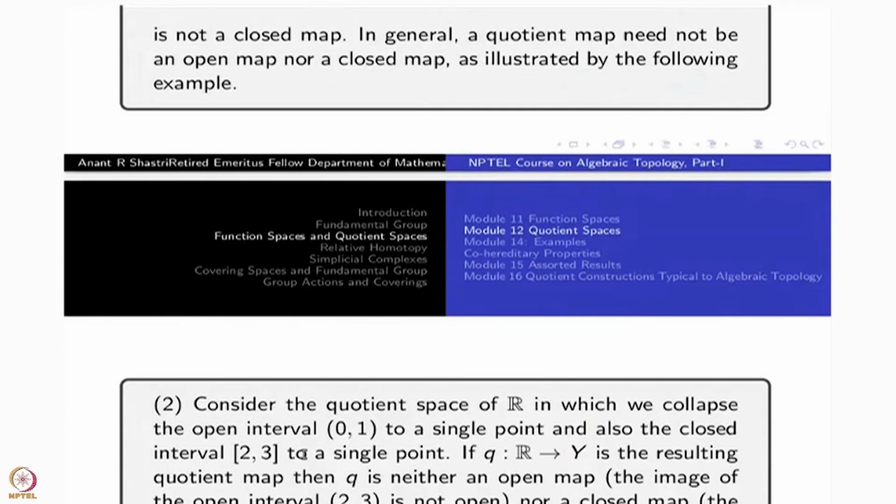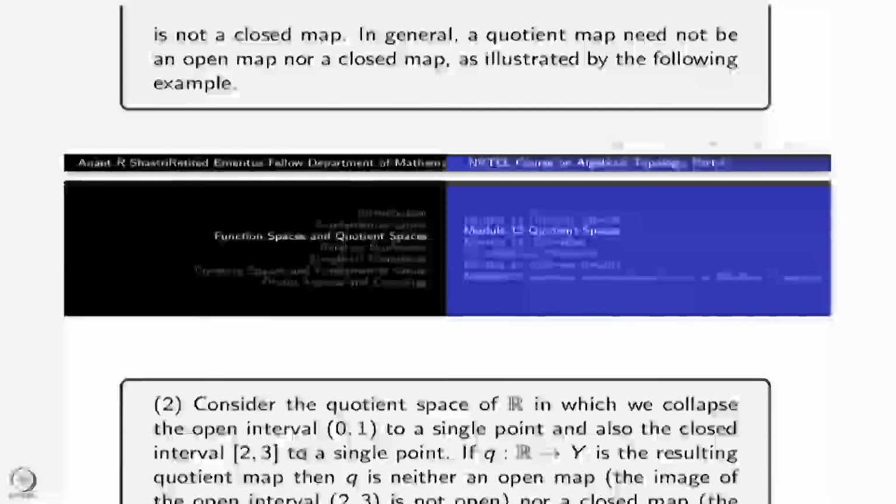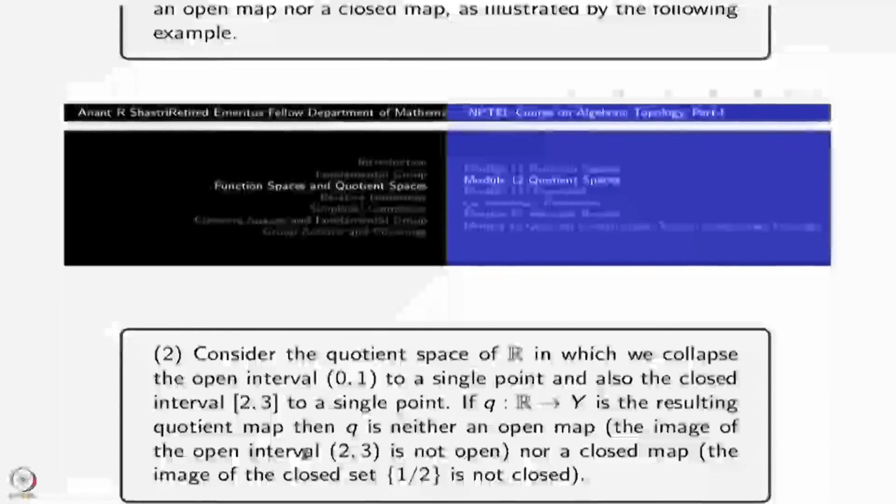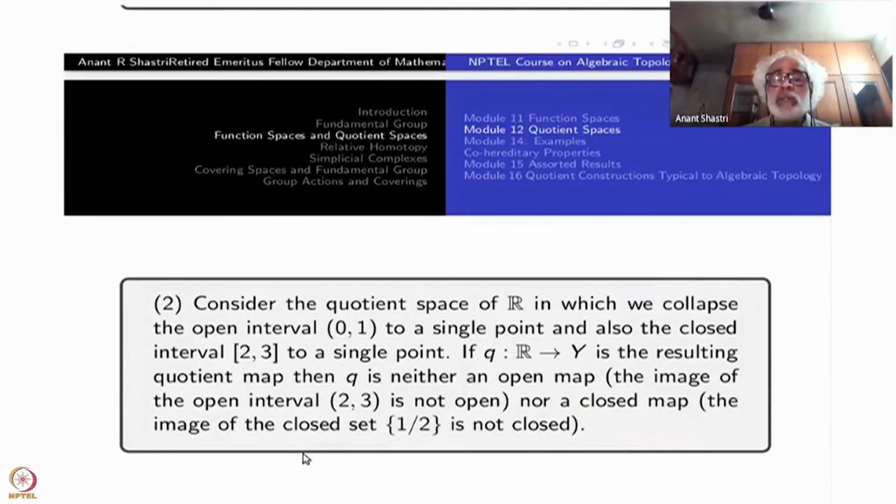So these are all the relations. The rest of the points are not identified with anything else. Look at the space Y obtained, and let Q from R to Y be the resulting quotient map. So Y is a quotient space. Then I want to say that this map Q is neither open nor closed. Why is it not open?